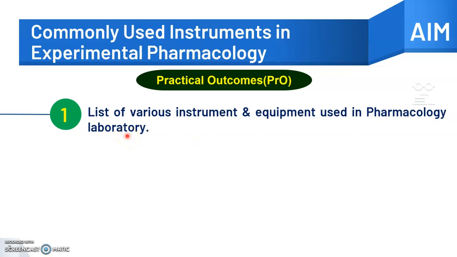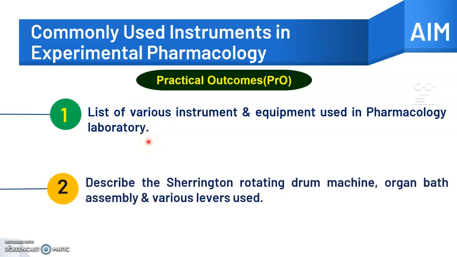What are the instruments? Which instruments do we use? Which equipments do we use? Let us find out in this experiment. Second outcome is to describe the Sherrington rotating drum machine, organ bath assembly, and various levers used for practical purposes. So after completion of this experiment, the learner or student will achieve these two outcomes.